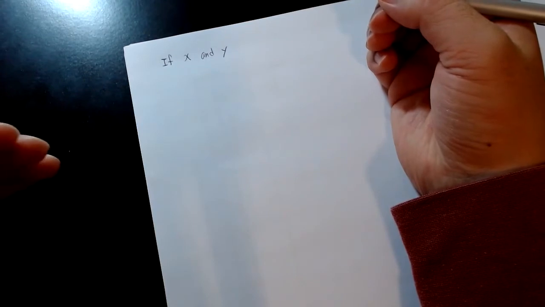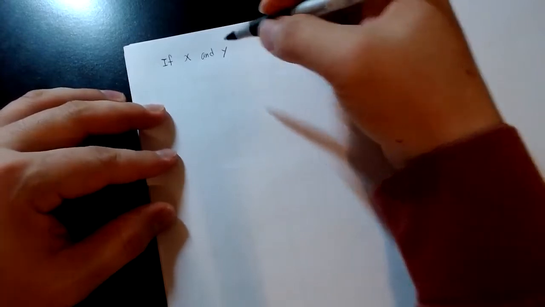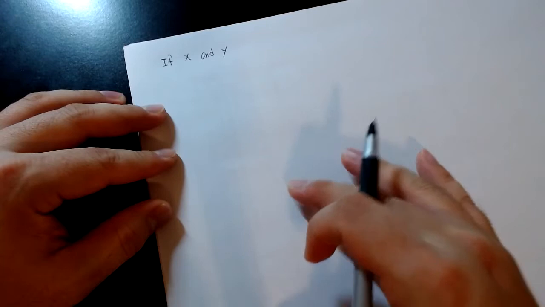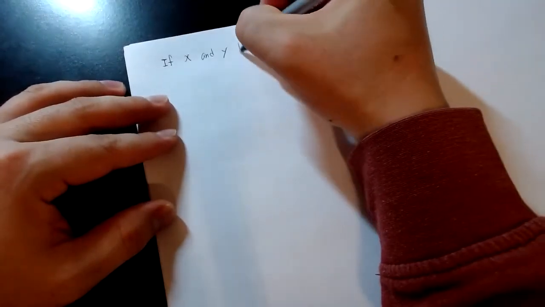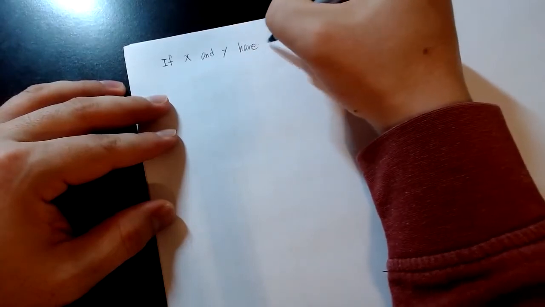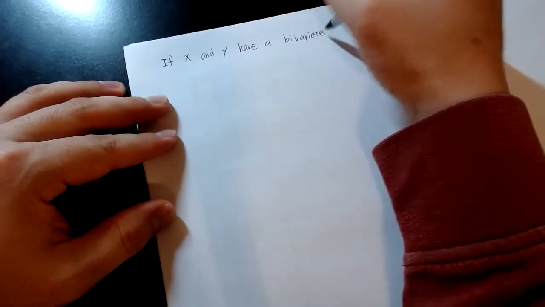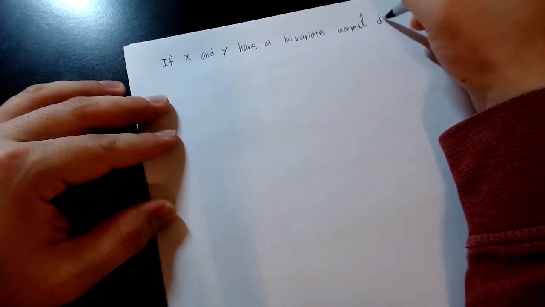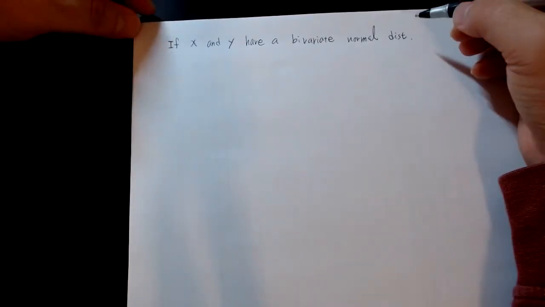This is 5.5, common joint probability distribution, and I'm going to cover the correlation of bivariate normal random variables. So X and Y have a bivariate normal distribution with joint PDF.